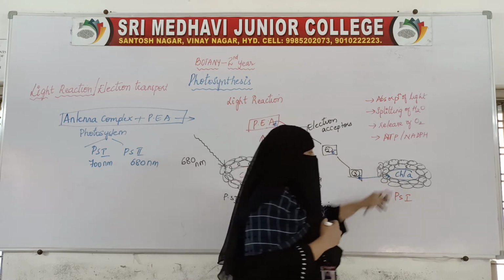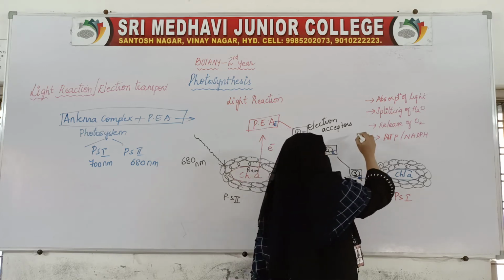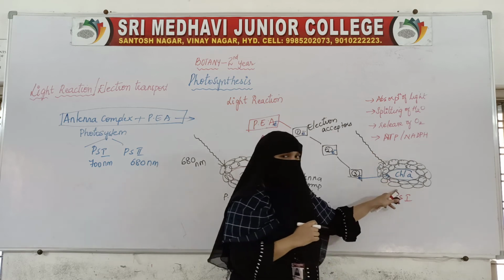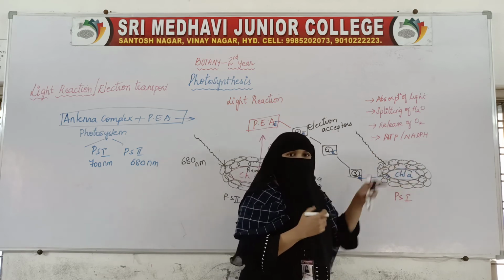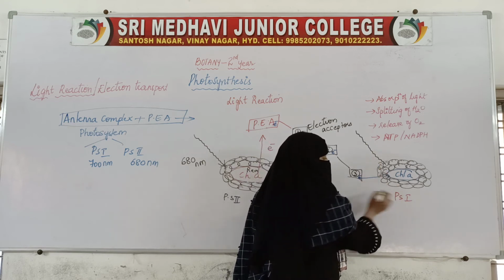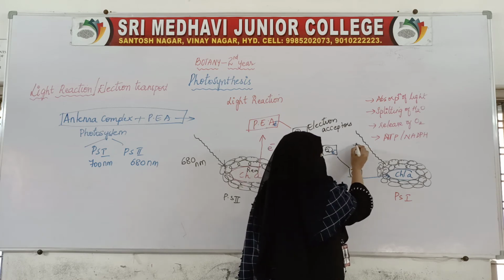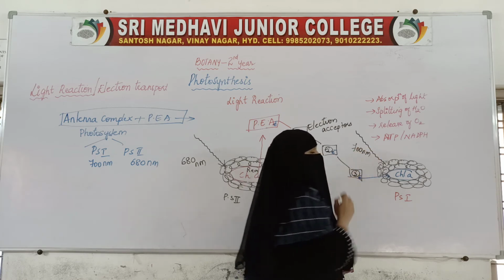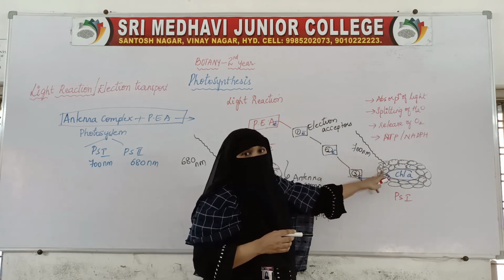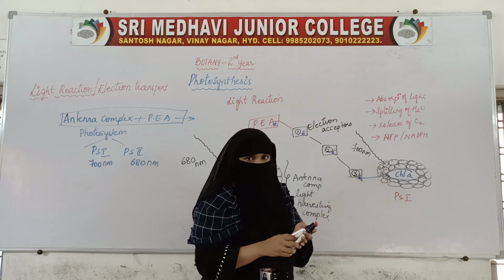So now the electron is with this chlorophyll. Here, when the sunlight falls on this chlorophyll also, because this photosystem is also capable of absorbing the sunlight. So here it is photosystem 1. What wavelength does it absorb? It absorbs the sunlight of wavelength 700 nanometers. So what happens? The electron has been accepted by this.